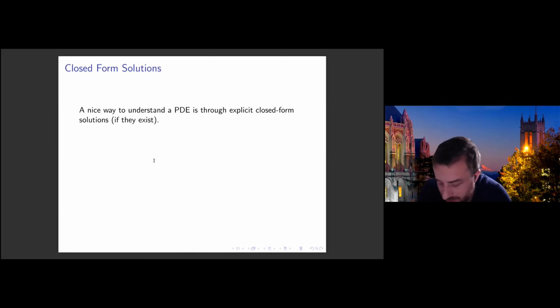So of course, the first thing you do is you look for closed form solutions, right? Of course, it's hard to find closed form solutions. It's always hard to find closed form solutions, but here we have 200 years of polynomial theory at our disposal.